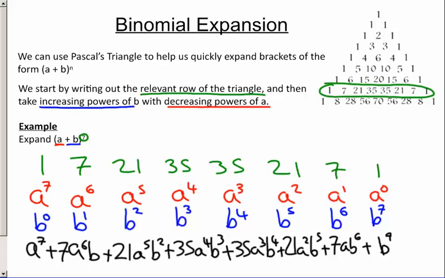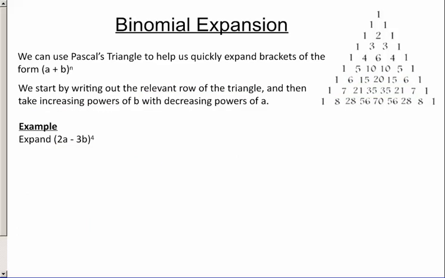If we were to expand a plus b to the 7 the longhand way, multiplying lots of brackets, we would get the same answer. This is a quicker way of getting there using patterns in Pascal's triangle. So let's have a look at a slightly more complicated example where it's not just a and b. We can still use this method.